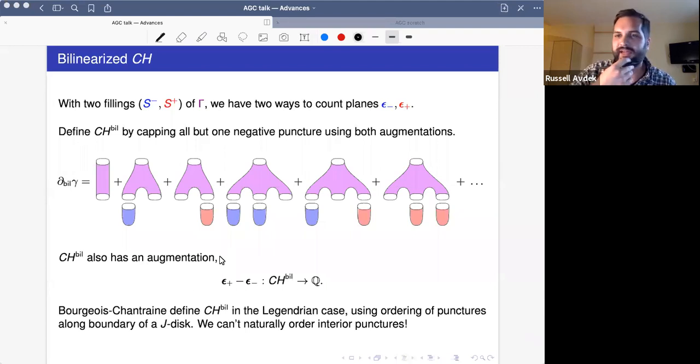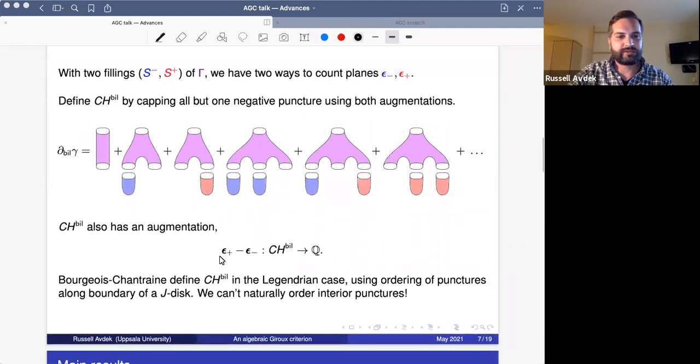The reason I call it bilinearized contact homology is because this already exists in the Legendrian case. It's an invariant defined by Bourgeois-Chantraine, and their definition is by counting holomorphic disks. When you have a holomorphic disk, you have boundary punctures and you can order the boundary punctures, so you have a good notion of left and right. We're working with interior punctures on a simply connected Riemann surface, and so there's no notion of ordering of the punctures.